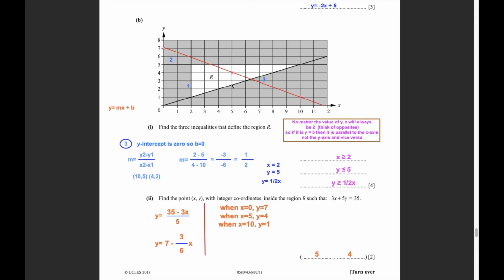Okay, so you notice it only meets R at one point that doesn't involve any decimals, because right here you'd have some decimal points. Here you'll have some sort of decimal points, but here it's exactly at 5 and 4. So that's your answer. And if you want to, you can always check. So 3x is 5, so 3 times 5 is 15. Y is 4, so 5 times 4 is 20. So 15 plus 20 does actually give you 35, so your answer is correct.